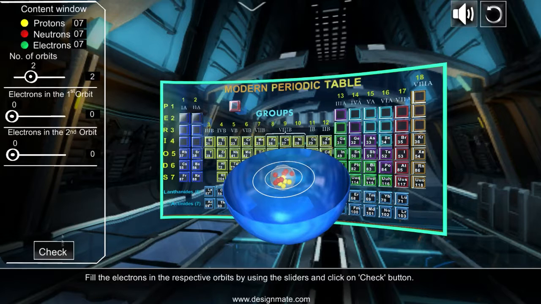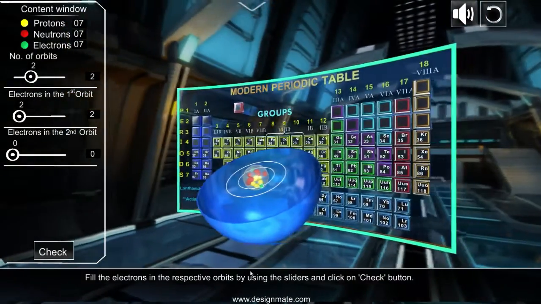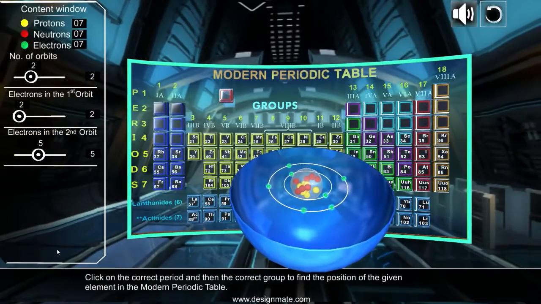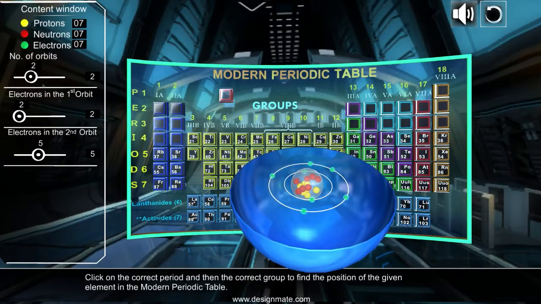Now the first shell or the K shell can have a maximum of 2 electrons, so I have placed these 2 electrons over here, and the L shell can have a maximum of 8 electrons, but since 2 are already there, I will fill the next 5 electrons in the L shell. So this atom with 7 protons, 7 neutrons and 7 electrons has 2 shells. The K shell has 2 electrons and the L shell has 5 electrons.